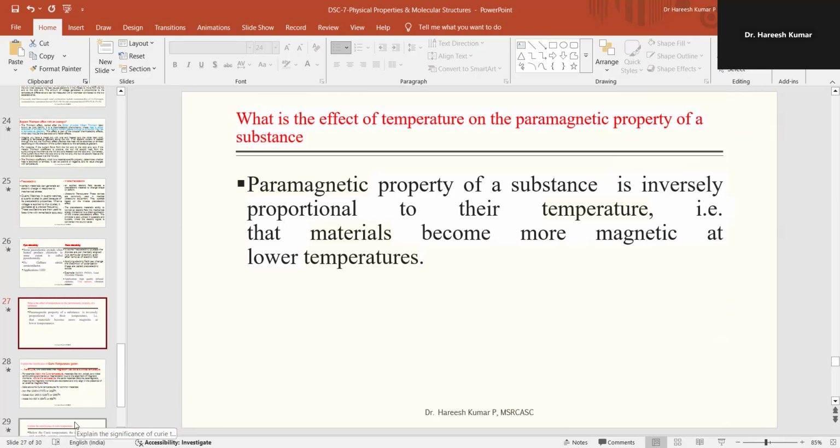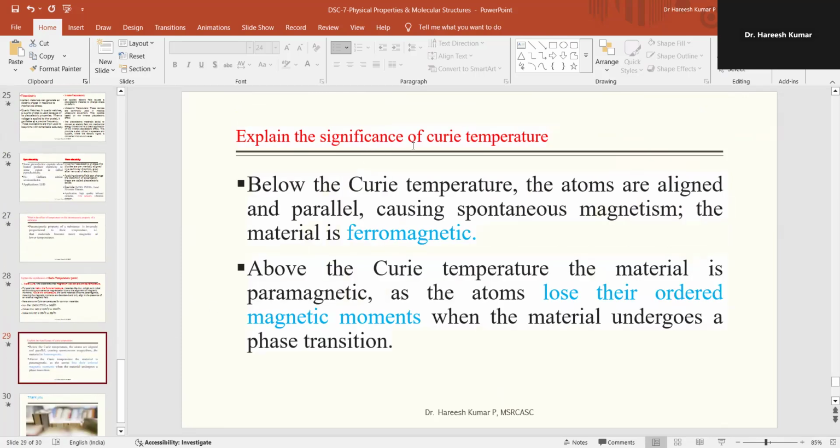Let's take, explain the significance of Curie temperature. Below the Curie temperature, the atoms are aligned and paired, causing spontaneous magnetism. The material is ferromagnetic. Above the Curie temperature, the material is paramagnetic as the atoms lose their ordered magnetic moments when the material undergoes phase transitions.